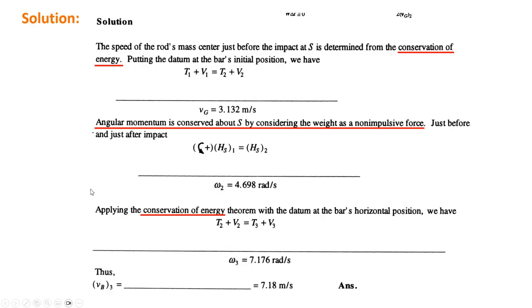After that, when we have rotation about the point S to the final position, we will use the conservation of the energy again, with the datum of the bar at the bar's horizontal position, and we're going to have T2 plus V2 equal to T3 plus V3. And thus we're going to find that omega 3 is equal to 7.176, and then we can find the value for the velocity at B by multiplying this value by 1 meter. Okay, so let's go back and try to solve the problem step by step.